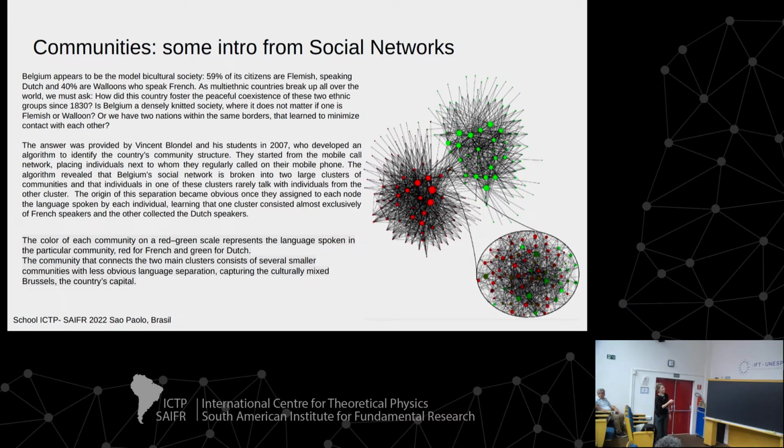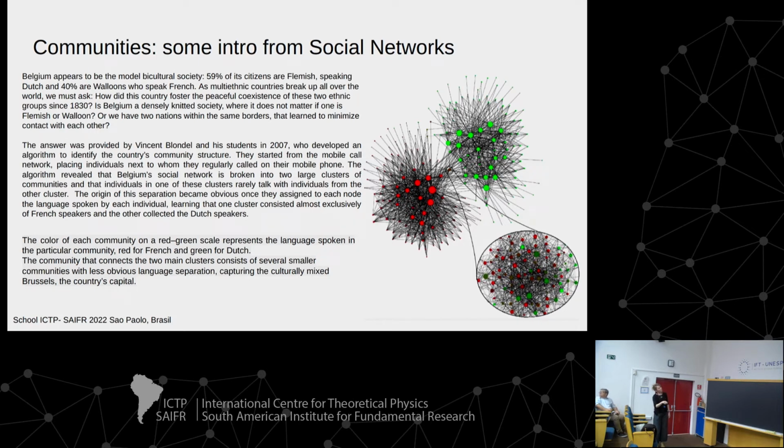This is a very nice example. I really like this network. It comes from Belgium. It's a real world example. Everybody knows that Belgium is a bicultural society. I think you are in Belgium, yes? So probably you know this network very well. They speak two languages, Dutch and French. What is interesting is that here they say 59% of Belgians are Flemish, and another 40% are Walloons, and they speak French.